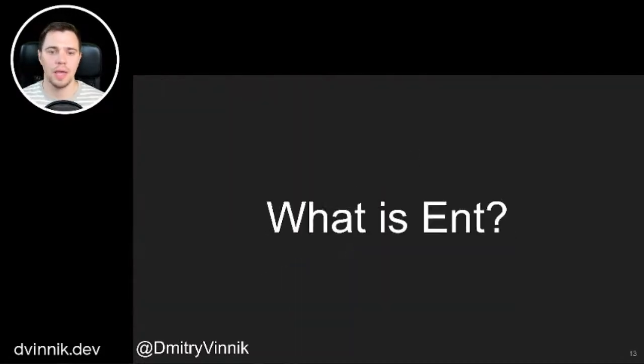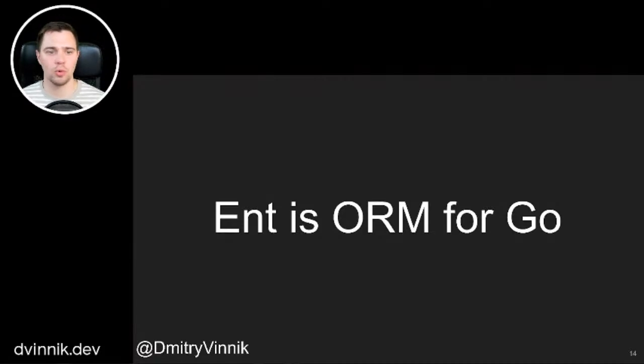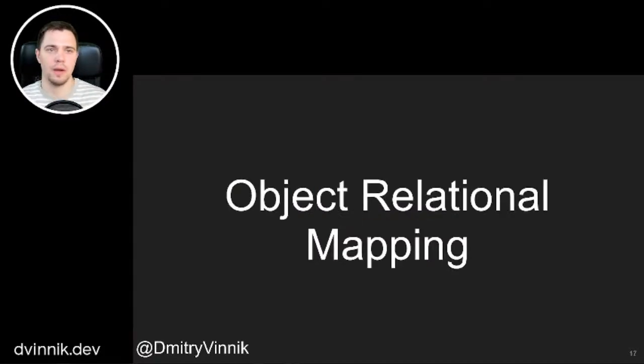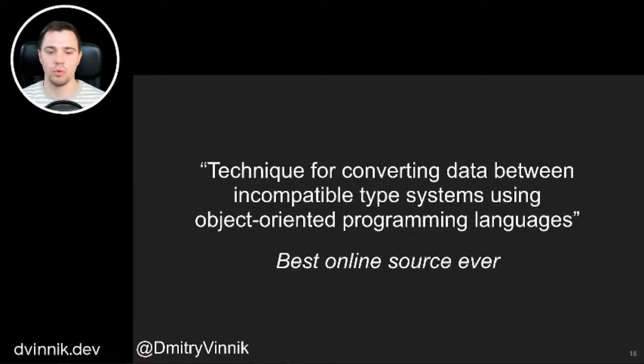And what is Ent? Ent was originally open sourced by Facebook, and it's an ORM for the Go programming language. What is ORM, you ask? ORM is Object Relational Mapping. It's an acronym, and to define it, I would use the best online source ever: it's a technique for converting data between incompatible type systems using object-oriented programming languages. It's a long sentence by, as I said, the best source on the web, Wikipedia.